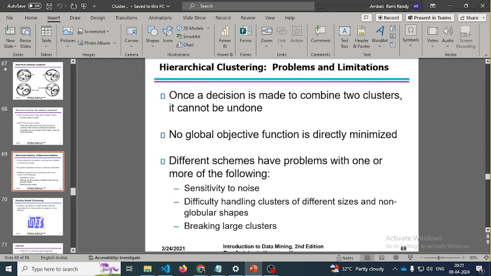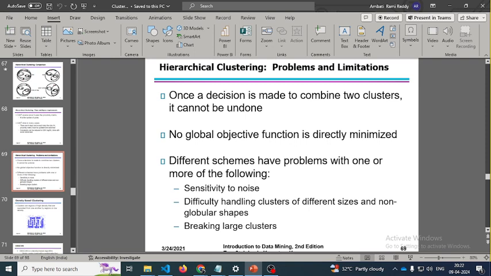And what are the problems and limitations? Each and every clustering technique has its pros and its cons. Again, hierarchical clustering also has some problems and limitations, okay. What is that problem? Once a decision is made to combine 2 clusters, for example in agglomerative clustering, you want to combine two clusters, right? Once the decision is made, it cannot be undone. You are not able to undo it. That is one issue whenever you use hierarchical clustering.